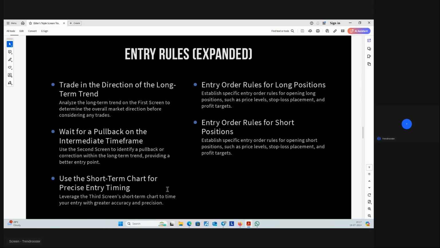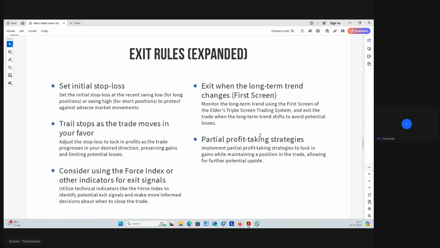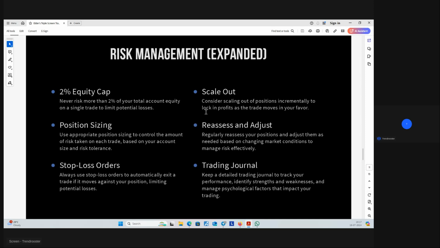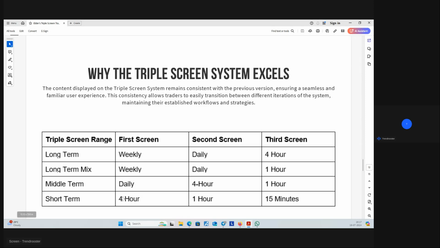So basically, this is what he says: wait for pullback to the intermediate and use the short term for precise entry. Everything is fine, but set initial stop loss, 2% equity cap. This is where I'm interested. So the weekly time frame is the first time frame, the daily time frame is the second, and the third time frame is 1 hour.